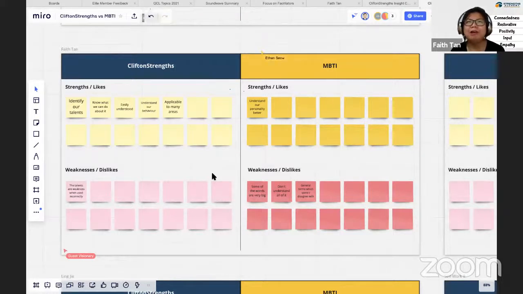So for MBTI, it really just helps to understand our personality, our character better towards real life situations. What I don't really like about it is that some of the words are very big. Like, I may understand what the I and N stand for, but when you talk about perspective versus something else, I don't always understand it. Every time I see the results, I still need to Google and find more. And also, like Alex said, it's quite a general stereotype, which I don't really agree with.